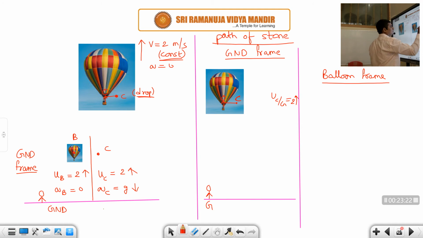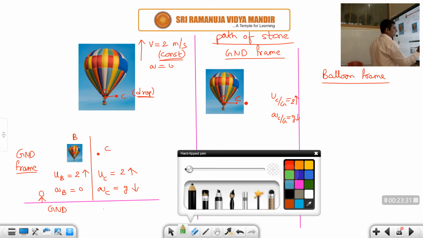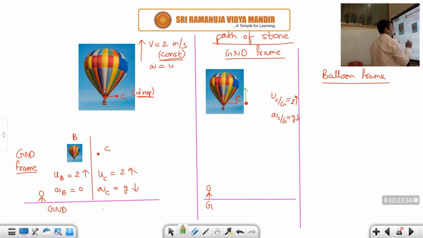2 upwards. And what is the acceleration of the coin, students? g downwards. So this coin has velocity upwards and acceleration due to gravity downwards. When these two are opposite to each other, what will happen? It will go upward for some time, then its velocity will become 0 at this point, and then it will take a U-turn and fall on the ground.